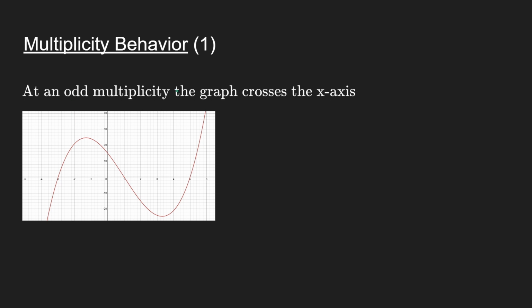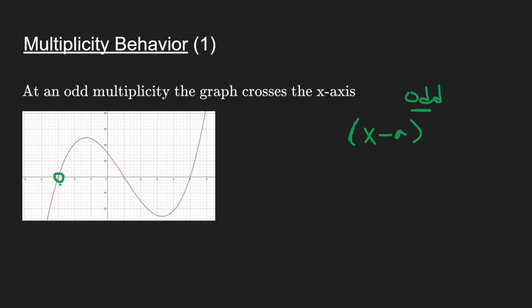At an odd multiplicity, the graph crosses the x-axis. So if you have a binomial, let's say you have x minus a, if this exponent is odd, then you're going to have a graph that crosses at the x-axis. So for example, at this point right here, notice how the graph crosses the x-axis. It goes up the straight line above the x-axis.